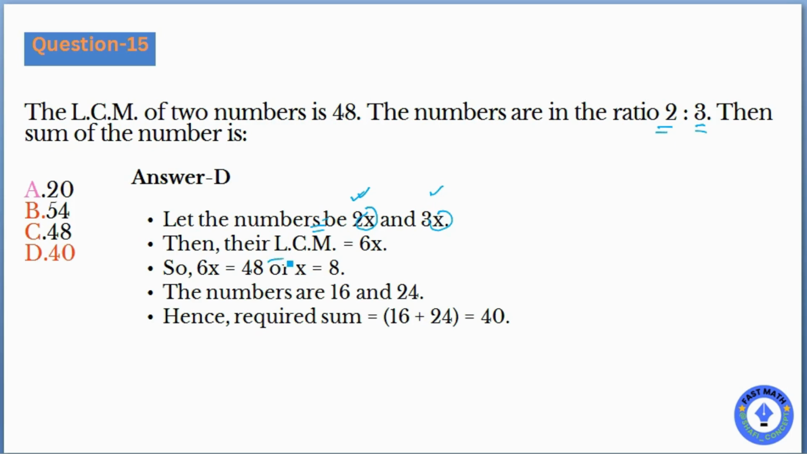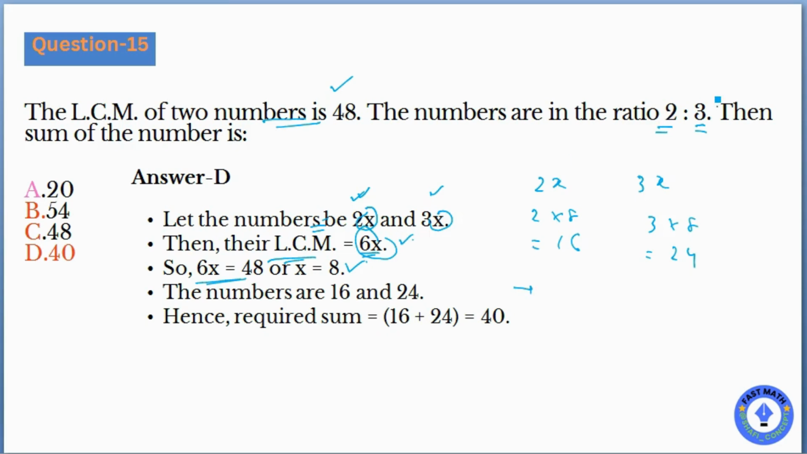Then what will be the LCM? The multiplication of both of these is 6x. As per the problem, the LCM of these numbers is 48. So 6x is equal to 48, and x is 8. What assumptions did we initially take? That is 2x and 3x. Already you have arrived at x as 8. What will it become? It is 2 into 8, which is 16. The second is 3 into 8, which is 24.